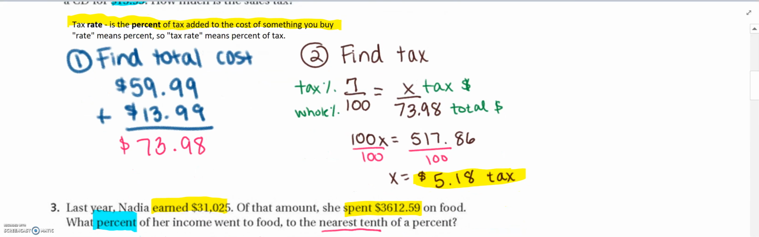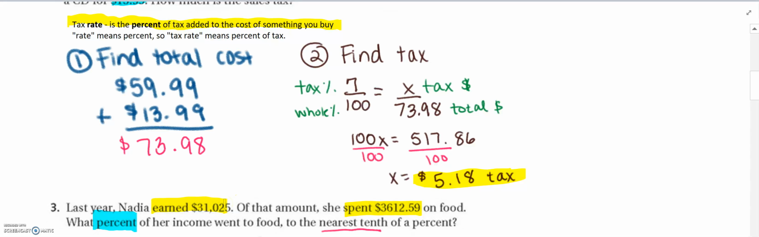So last year, Nadia earned $31,025. Of that amount, she spent $3,612.59 on food. What percent of her income went to food to the nearest 0.1%? So basically, we want to figure out what 3,612.59 is out of the total. We want to find the percent.